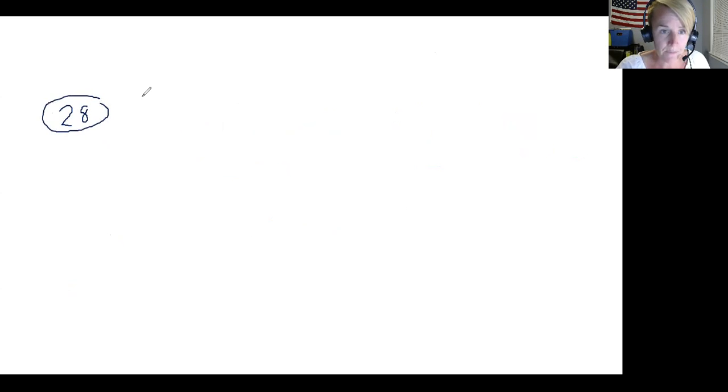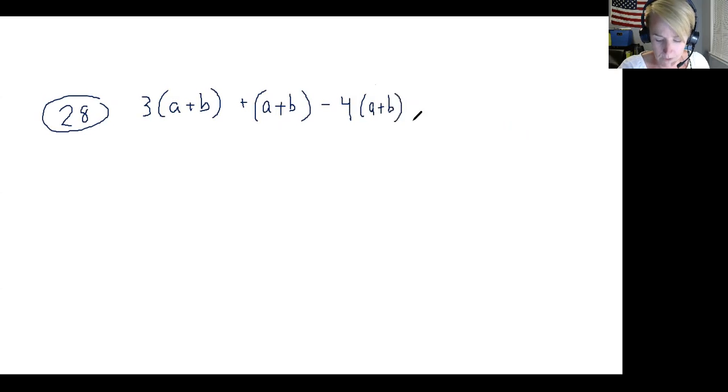So for 28, it's 3 times A plus B. I'm going to be using that distributive property to do some jailbreaking here. Plus, actually, I'm going to teach you a shorter method. I'm going to teach you both. Plus A plus B minus 4A plus B minus A plus B. Okay, I'm cheating over here and looking at the way Abeka wants you to give this answer.